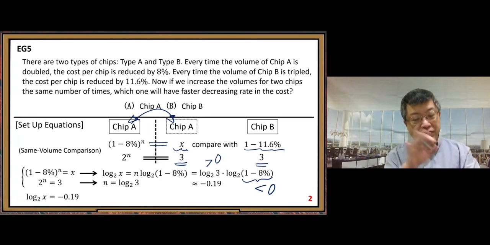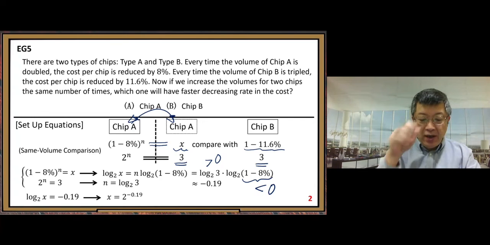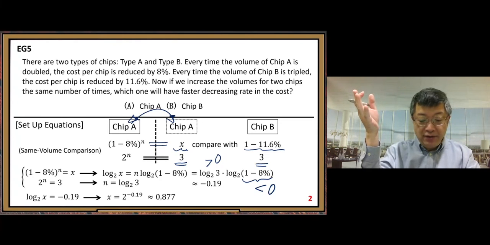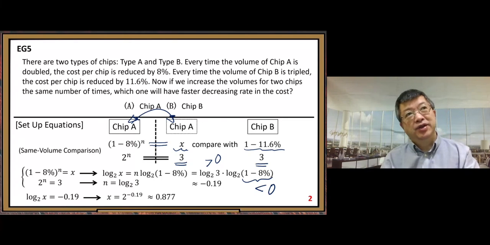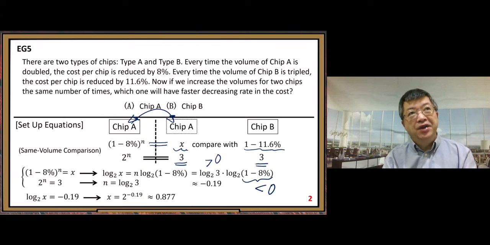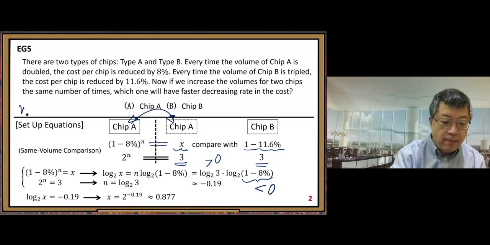Next, we calculate x. Log base 2 of x equals negative 0.19. Then x equals 2 to the negative 0.19. We can find a value using some online calculator. So all these numbers, log things, I use the Wolfram Alpha.